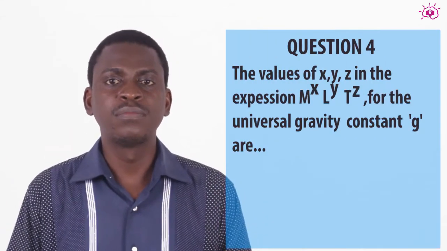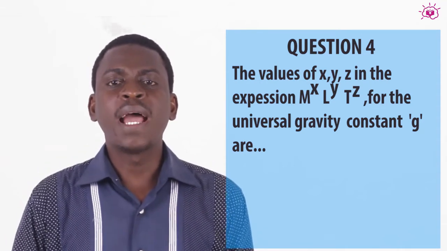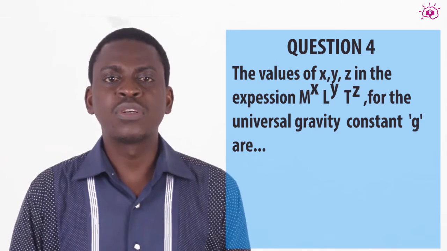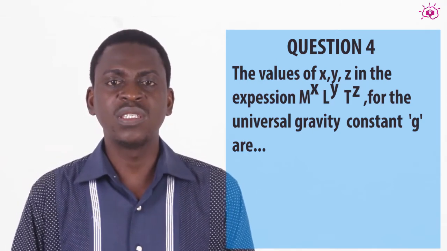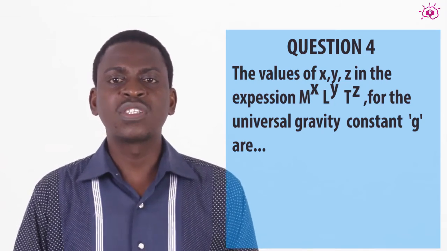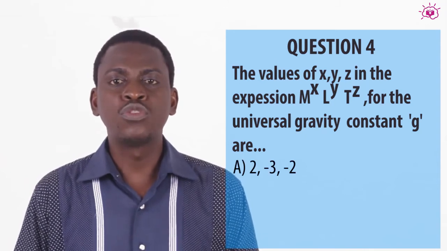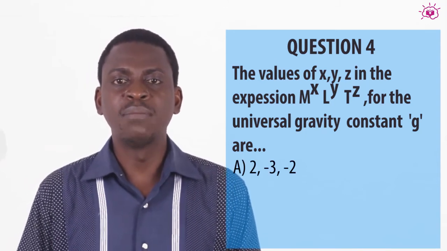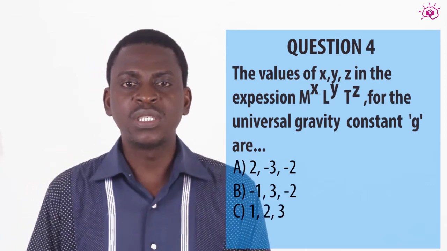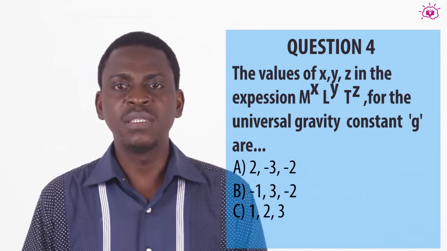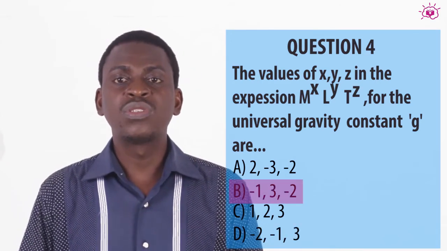Number 4. The values of x, y, z in the expression M^x L^y T^z for the universal gravitational constant G are: A, 2, -3 and -2; B, -1, 3 and -2; C, 1, 2 and 3; D, -2, -1 and 3. The answer to this question is B.